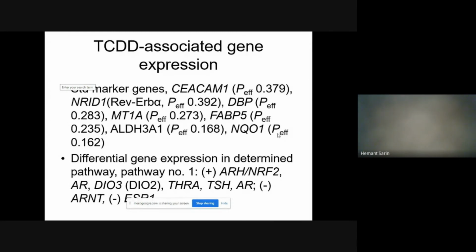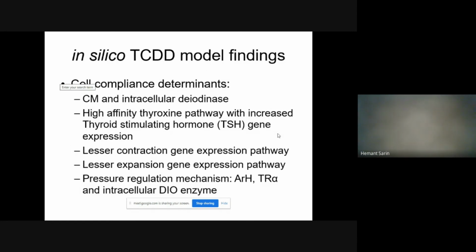These are the ones that are involved: thyroid-related genes and the deiodinase enzyme itself that is implicated in this regulation. In the initial pathway, this pathway becomes a high affinity pathway.